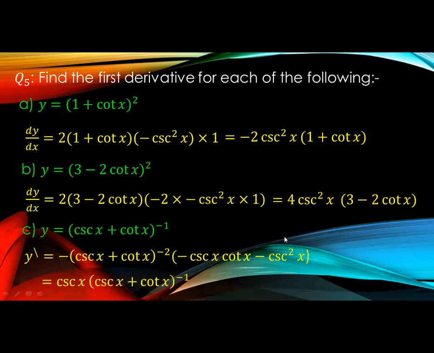times the derivative of the angle, that is equal to 1. And we can simplify these expressions by taking negative as a common factor from the second factor and multiplying by the first negative, so the final result will be cosec x times (cosec x plus cotan x) all to the power negative 1.